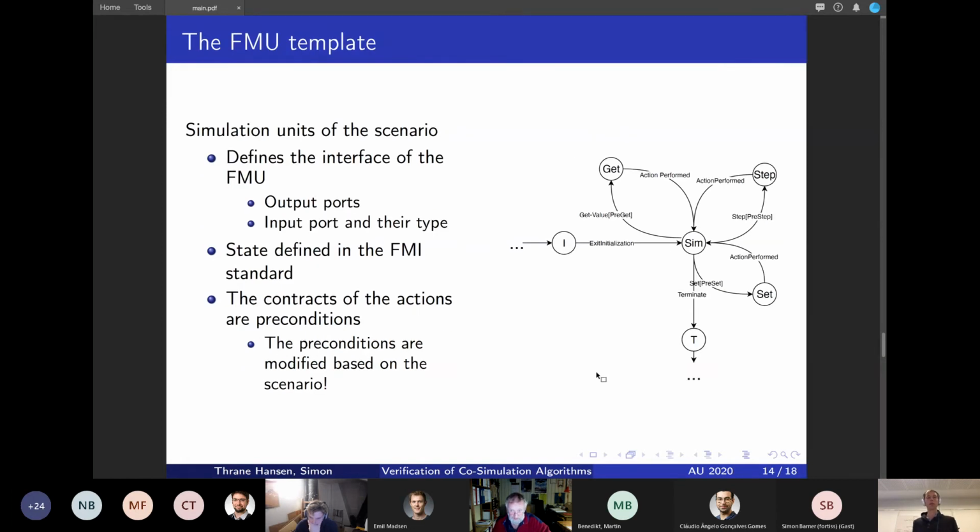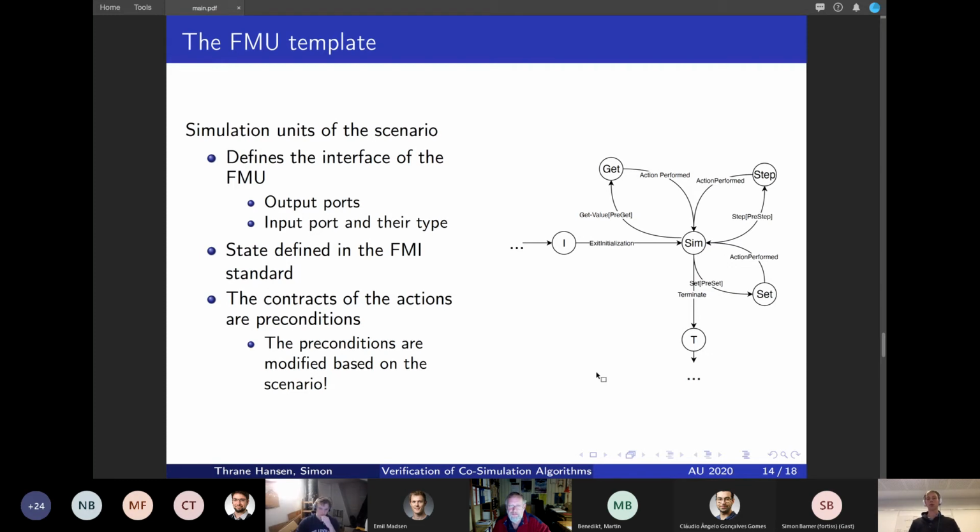And here we also have the FMU template. The FMU template defines the type of FMU you have, like the number of output ports, the number of input ports, and their type. So if it's a delayed or reactive input. It also defines all the states an FMU could be in based on the FMI standards. So it could be in the initialization mode, it could be in the simulation mode, and so on. And it also captures all these contracts that we defined earlier.